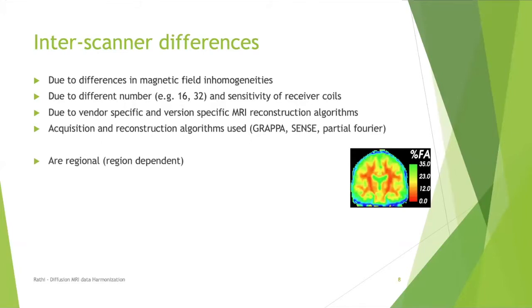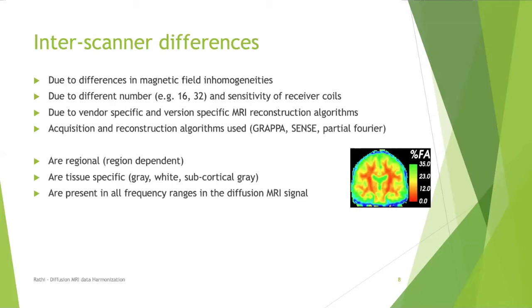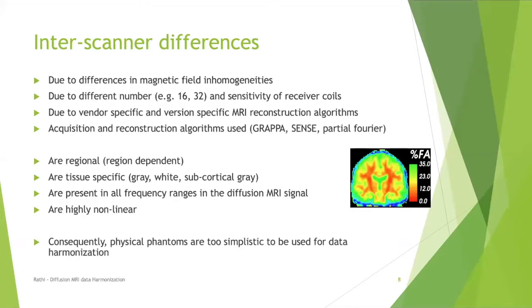And these differences manifest themselves as regionally dependent. They are also tissue specific. As you can see on the right, the gray matter, the white matter, and the subcortical gray matter have very different types of differences in FA. And as I will show in the rest of the talk, these differences are also present in all frequency ranges in the diffusion MRI signal. So it's not just a constant change, as you can see from the plot on the right. And as a result, these changes are nonlinear, so they're not linear changes in the signal itself.